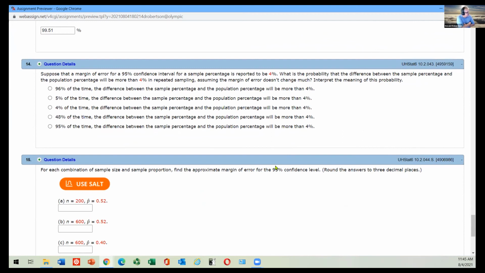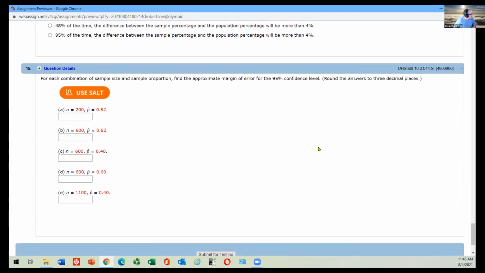Here we're being asked to calculate a margin of error, but there is no button. That means we're going to have to do it old school, right? We're going to have to do it with formula and calculations. So you can't just totally ignore the formula and say, well, I'm just going to use the tool for every question, because that's not going to be the case, right?